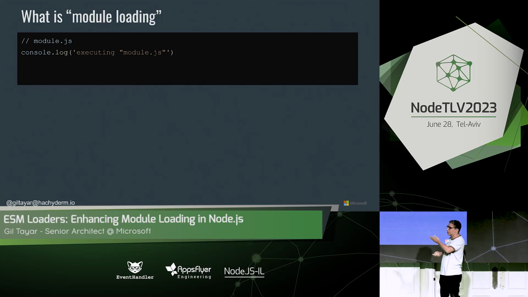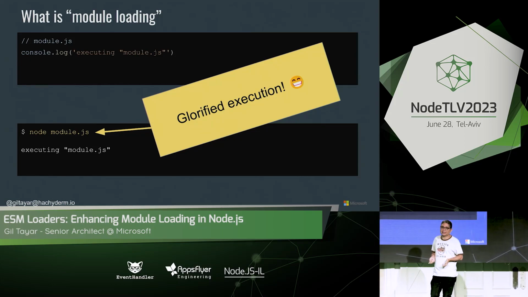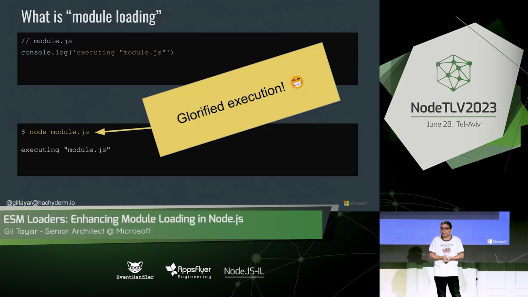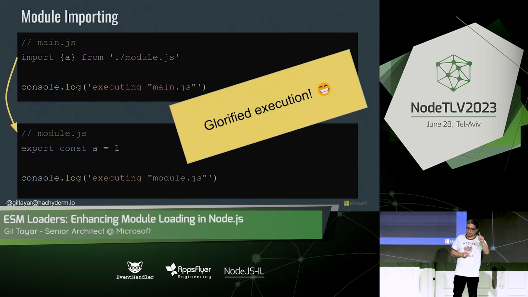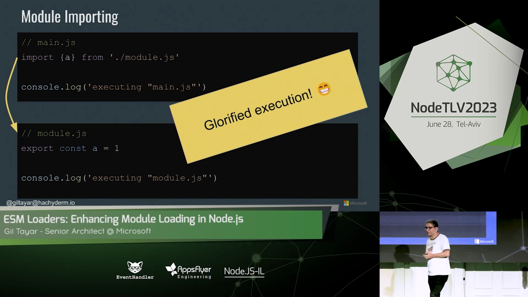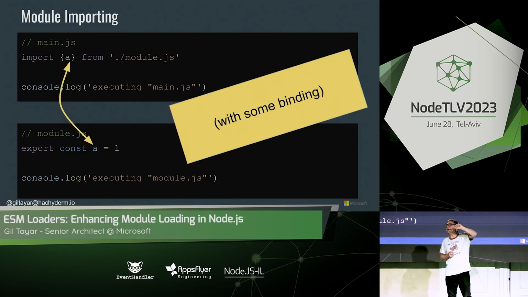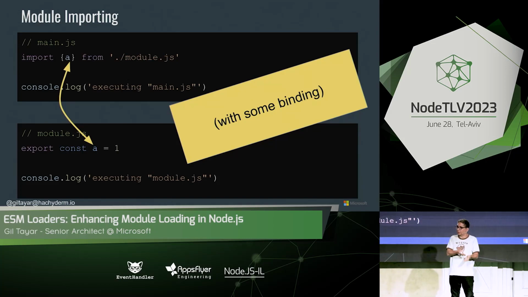And what is module loading? So this is a module. What do we do to load it? We run it. So loading a module is basically glorified execution. We just run the module code and we're done. Module importing is when we import. So we're still running the module, it's glorified execution, but there's a little bit of binding between what is exported and what is imported. It's basically the same variable. So loading is glorified execution with some binding.